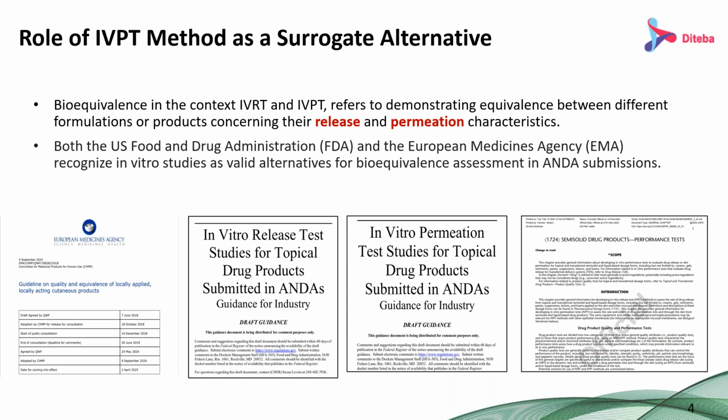The role of IVPT methods as a surrogate alternative. IVPT assesses drug permeation through the skin layers, mimicking absorption and distribution into and through the skin. It employs ex vivo human skin membranes to predict product behavior upon application. In terms of bioequivalence, IVPT demonstrates comparable permeation rates and extent to achieve drug absorption through the skin. Thus, IVPT evaluates drug availability at the skin site of action, characterizing and comparing therapeutic equivalence between test and reference products.